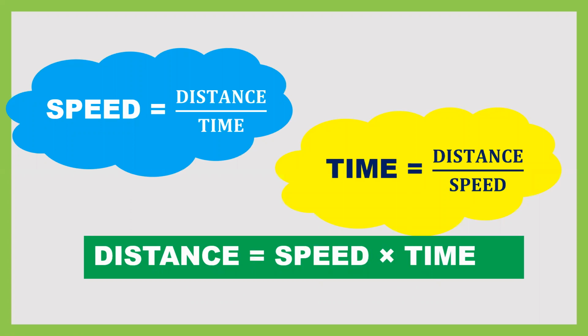But one thing you must remember: while you divide distance by time to find the speed, the distance must be in kilometer and time must be in hour, and you'll get the speed in kilometer per hour. Similarly, if you want to find time, we are dividing distance by speed. If the distance is in kilometer, the speed must be in kilometer per hour. Or if the distance is in meter, the speed must be in meter per second. All the units must be in the same system.